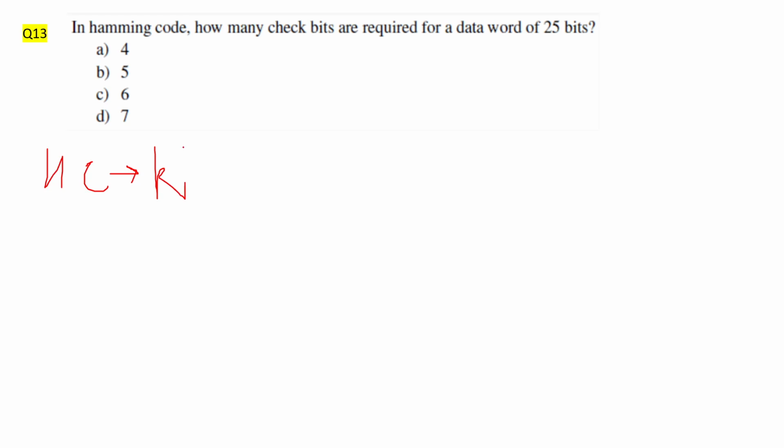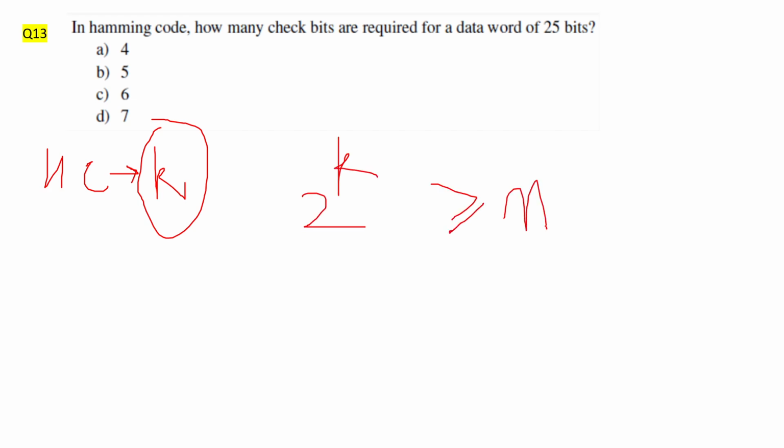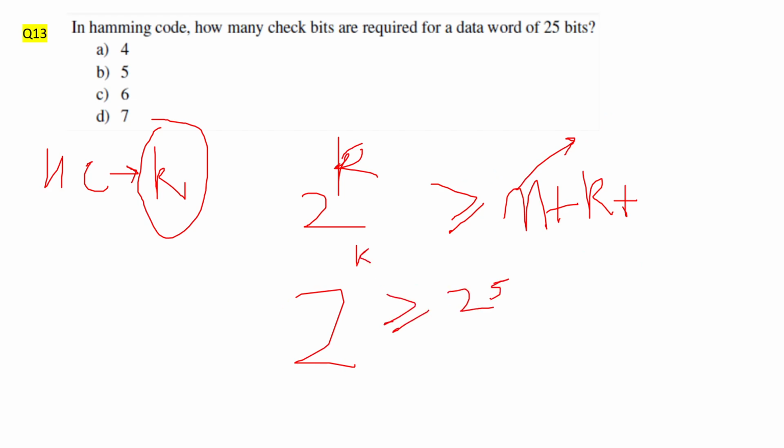So let's say there are k check bits in a Hamming word, and so we have this condition: 2 raised to the power k should be greater than or equal to n plus k plus 1, where k, as I already defined, is the number of check bits and n is the number of bits in a data word. So here n is 25, so 2 raised to the power k should be greater than or equal to 25 plus k plus 1. So 2 raised to the power k should be greater than or equal to 26 plus k, right?